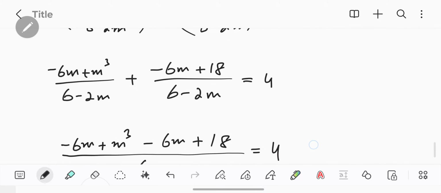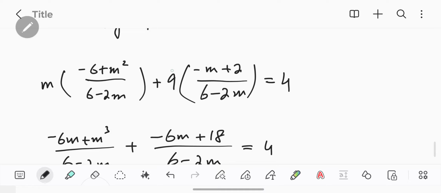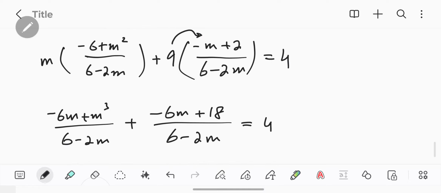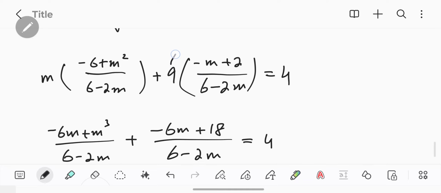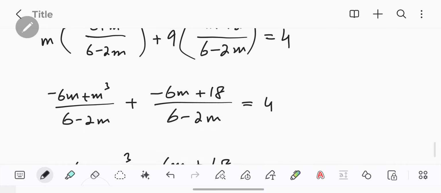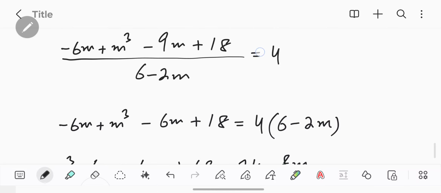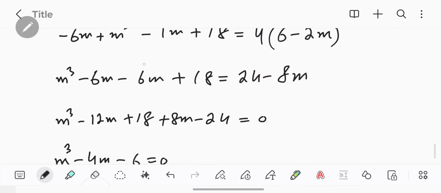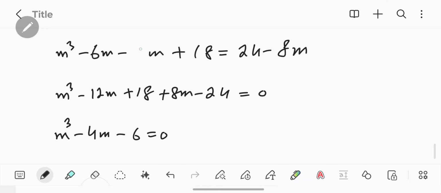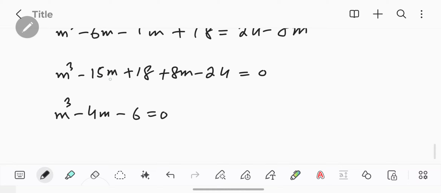Yeah, I think I have done a mistake previously. When we multiply this 9 inside, I will have minus 9m instead of minus 6m. When I multiply this 9 inside, I will have minus 9m and then 9 times 2, which is 18. This is correct, and this must be 9. And this must be 15m. When this is 15m, so minus 15 plus 8 is 7m. Okay? Yeah, now it's correct.